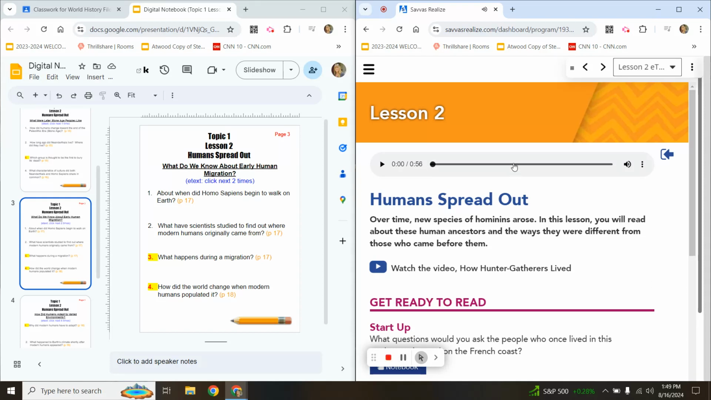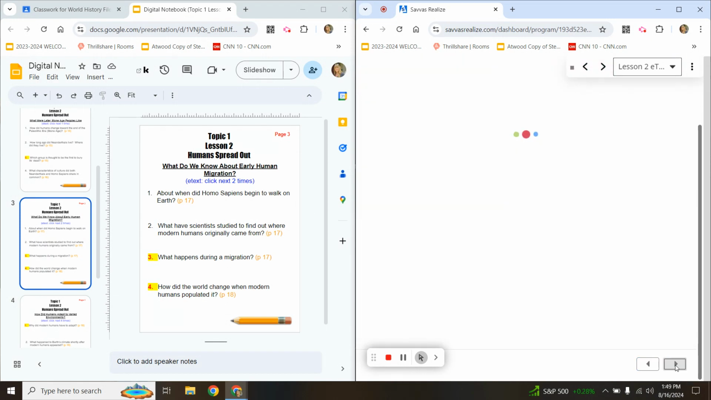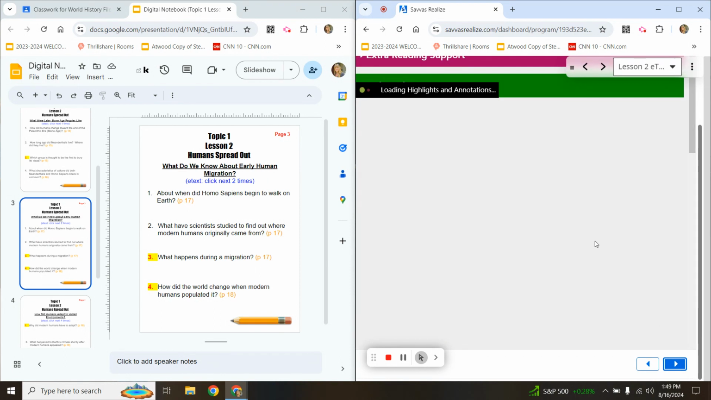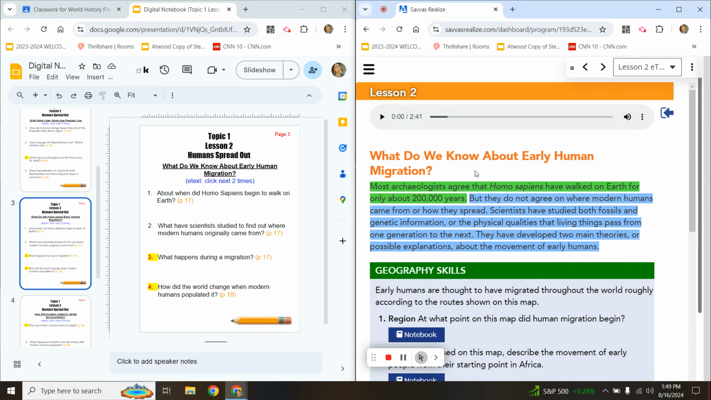We are on page 3 of your digital notebook for topic 1, lesson 2, humans spread out. In your e-text, if you're using your e-text, you will click next 2 times. So you go down to the bottom, click next 2 times to get to the page you need to be on. Don't forget, you need to move this wall out of the way.